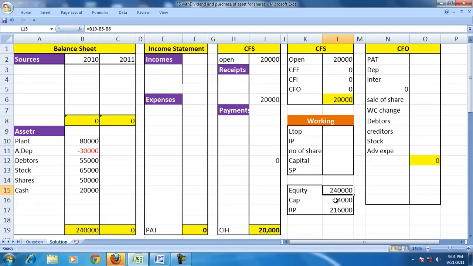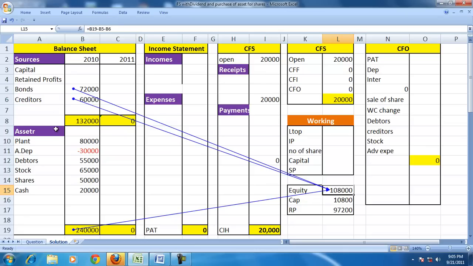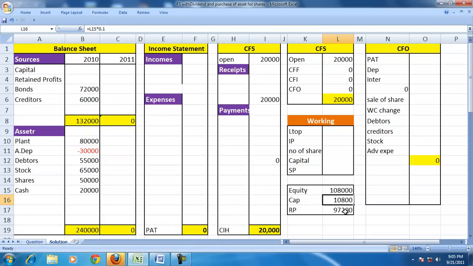And these assets, 240,000 of assets, in a working we will try to understand, are financed by capital, retained profits, the corresponding sources are like this: the bonds, creditors. The creditors account for 25% of the assets, the bonds account for 30% of the assets, the balance is the equity. So the assets 240,000 minus the bonds and creditors, the balance is equity, and 90% of the equity is retained profit and capital is balance. So that capital 10,800 and retained profit 97,200.